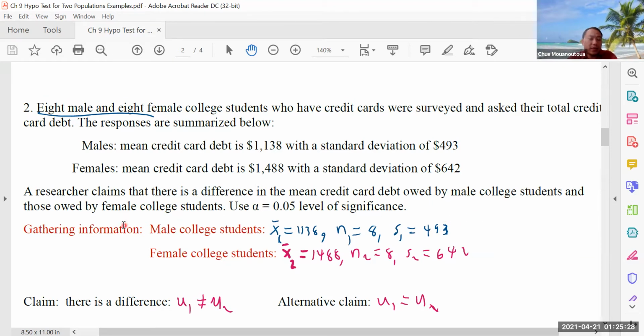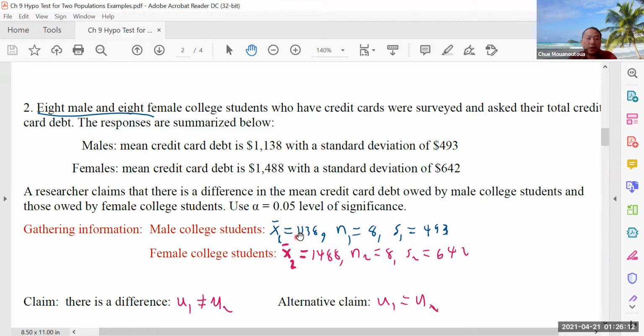Based on the information they gave us, for the male college students I'm going to make it X bar 1, and then X bar 2 for the female college students. Once again, if you want, you can switch and say X bar 1 represents the female college students. It's up to you. Here I chose male college students to be the first population or first sample, so the 1.